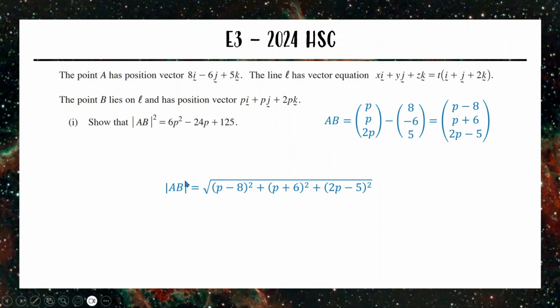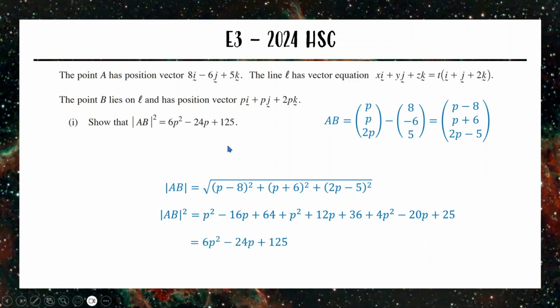So what we're going to do next is square both sides of this equation, and while we're doing that, we may as well expand out all our brackets using a perfect square expansion. The square root's gone, and we have P squared minus 16P plus 64 for the first bracket. For the middle bracket, we have P squared plus 12P plus 36, and for the last bracket, we have 4P squared minus 20P plus 25. Now on the right-hand side, if you collect all your terms, the P squared with the P squared and the 4P squared, and group everything together, you do end up with the target, which is 6P squared minus 24P plus 125.